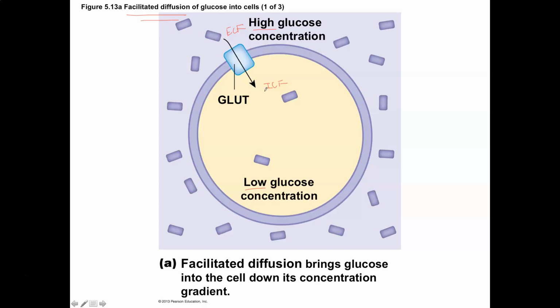So facilitated diffusion may look like simple diffusion, but it's really not. You're utilizing a carrier protein. You have conformational shape changes that take place in order to move that molecule or ion across the plasma membrane. So if you give a definition of facilitated diffusion, it's a passive mechanism that moves molecules or ions from a high concentration to a low concentration, but it utilizes a carrier protein to perform that task. And so these glut transporters are a great example of facilitated diffusion in action.